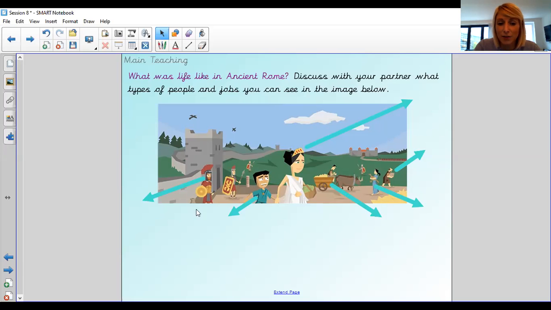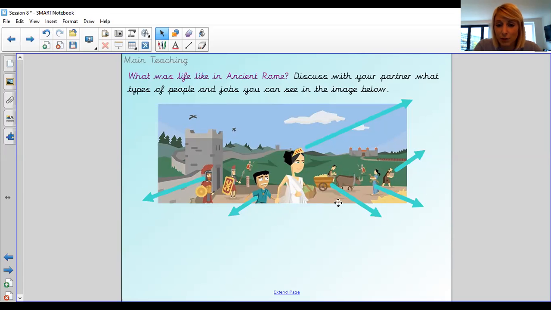Okay, so over here, we've got some soldiers, haven't we? And they're guarding this castle or this fort. There's a big wall there. Okay, so some soldiers there. We've got a young boy here with his mother. And they look quite wealthy, actually, don't they? Quite rich. She's got some sort of tiara on her head.